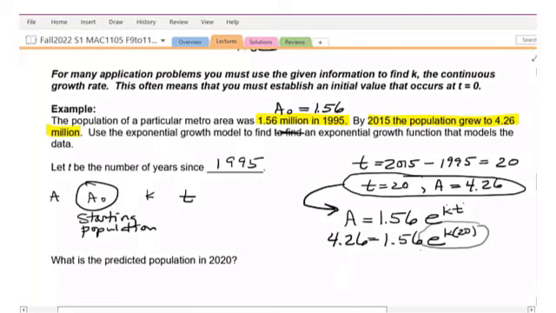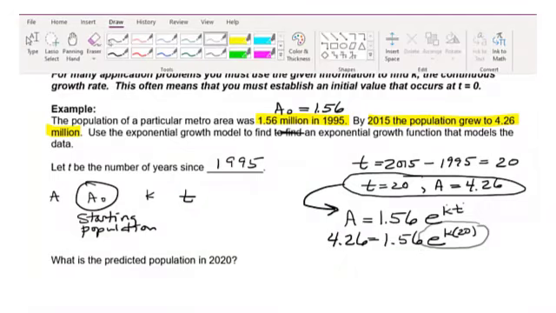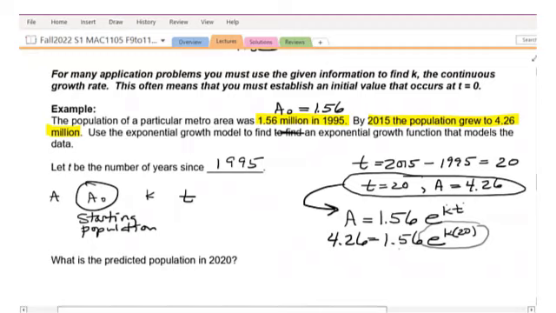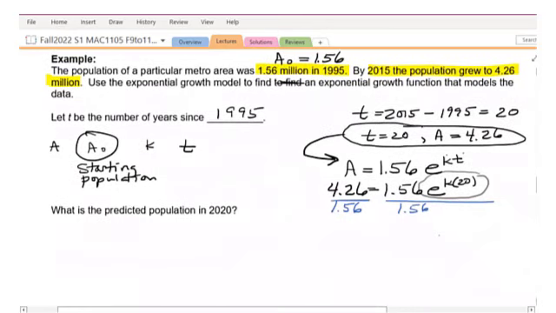But first, we're going to divide both sides by 1.56 to get the exponential expression alone. I am not going to put it in my calculator yet. I'm going to wait and put it all in at once so that I don't have any round off errors. So on the left, I'm just going to leave that as 4.26 over 1.56 for the moment. And that's equal to e to the 20k.